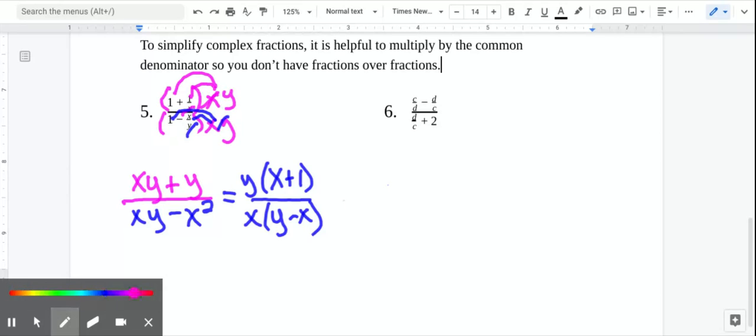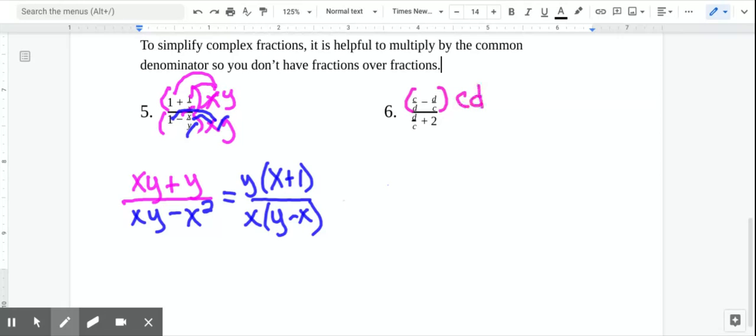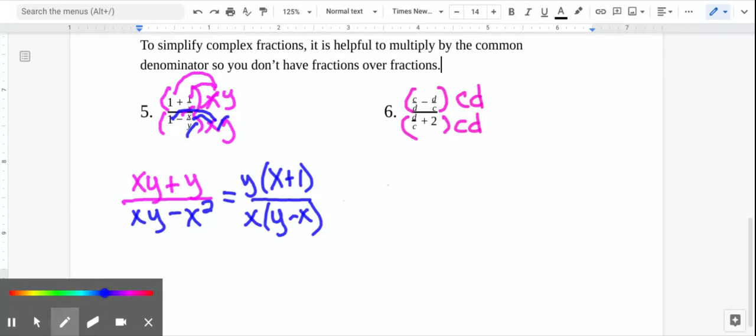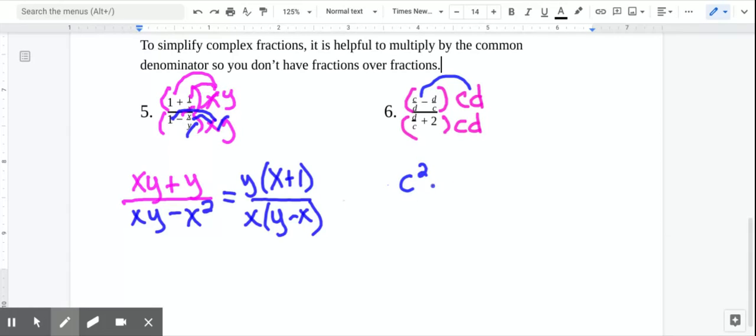All right, let's check out the next one. We want to do the same thing here. I do not want to have that fraction over a fraction. So to get rid of both of those fractions, I'm going to multiply by CD, top and bottom. When I multiply here, the d's cancel, and I'm just going to have c squared minus, and when I multiply here, the c's cancel, and I'm going to have d squared.